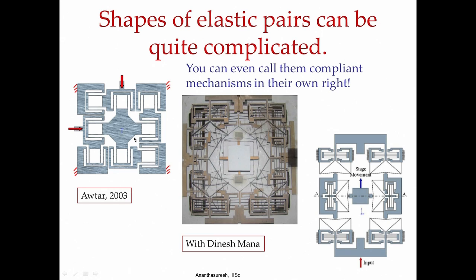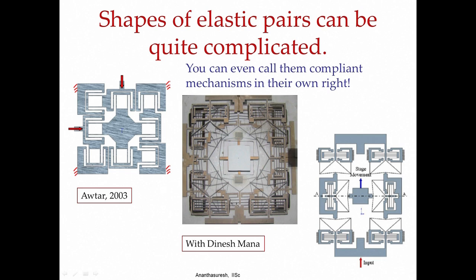Some of these elastic pairs can be quite complicated, as you see in the devices shown here. These are basically 2D translational sliding pairs like an XY stage, but all in one piece. If you apply actuation here, the central platform will move purely in the x direction without any motion in the y direction. Likewise, if you apply actuation in the y direction, that will move purely in y and not in the x direction. So, it has that decoupled motion between x and y, and rotational stiffness and other stiffnesses are very high.